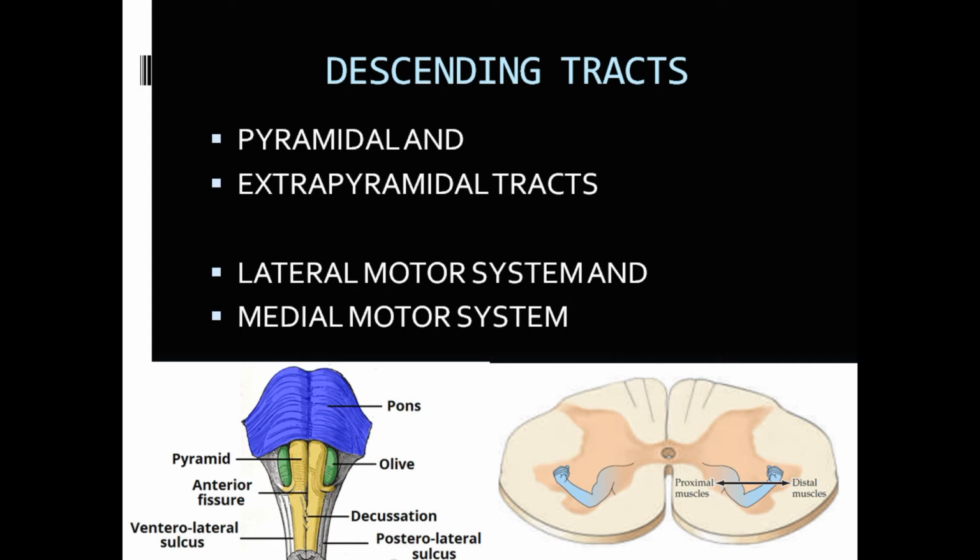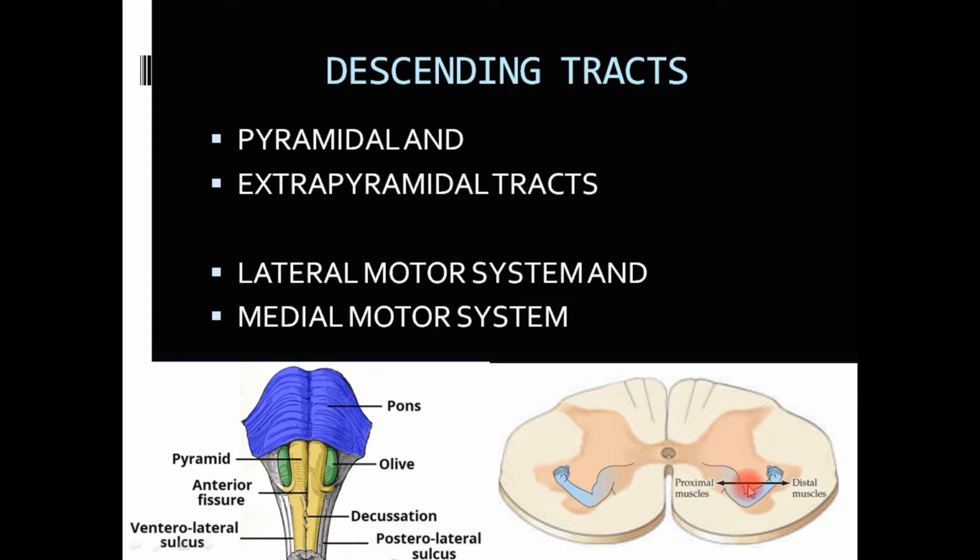This was an older classification which is not used currently. The current classification is of the lateral motor system and the medial motor system. As you can see in this diagram, the lower motor neurons which are supplying, this is the cross section of the spinal cord.